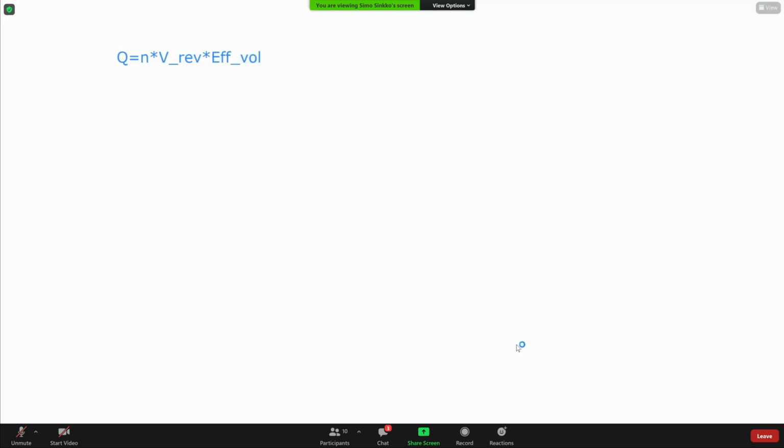So this V rev is this Q divided by N and this efficiency.